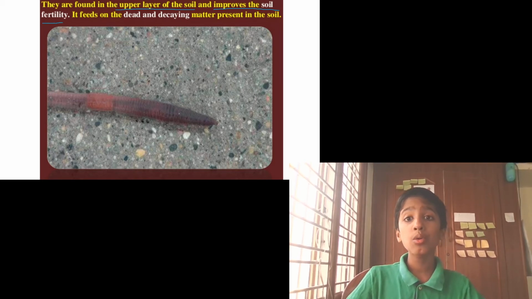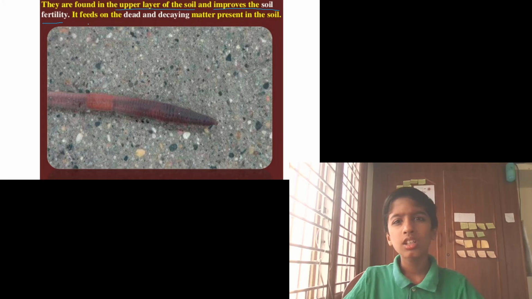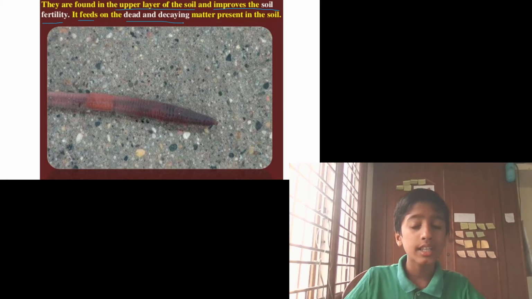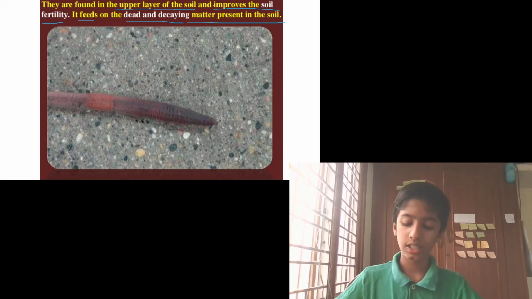Now we learned they are found in the upper layer of the soil and they improve the soil fertility. But how do they do it? They feed on the dead and decaying matter present in the soil, and it improves the soil fertility.